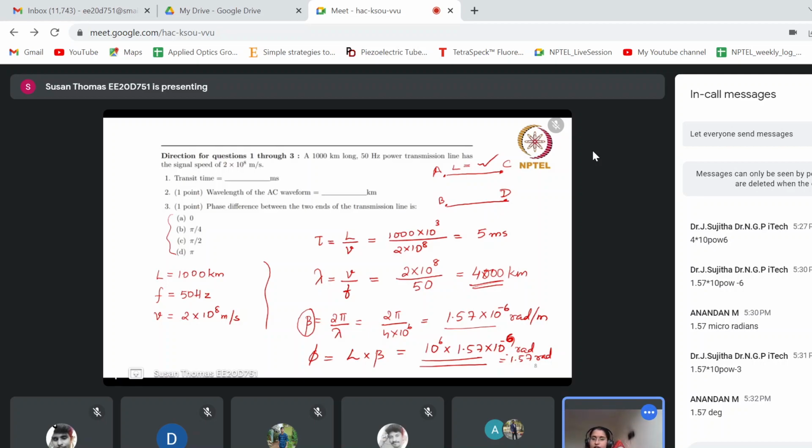Please do try options A, B, C or D. Please do type in your chat. All of you can try. So basically it is 1.57 radian. So is it pi by 4? Is it pi by 2? Or is it pi?